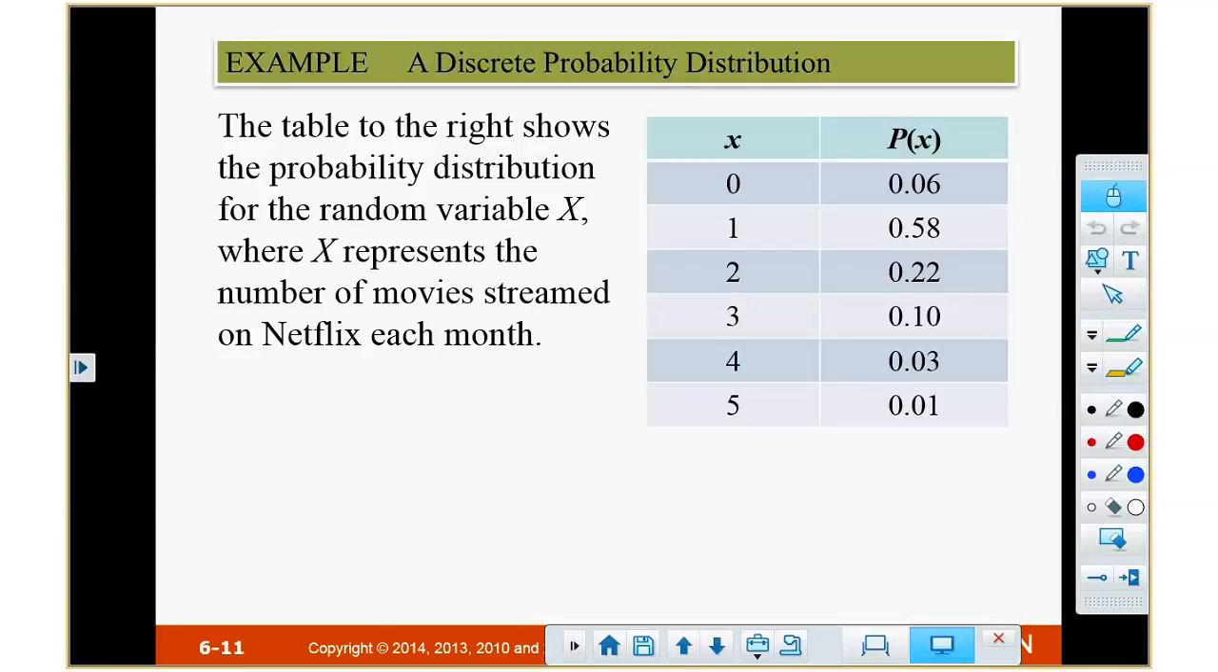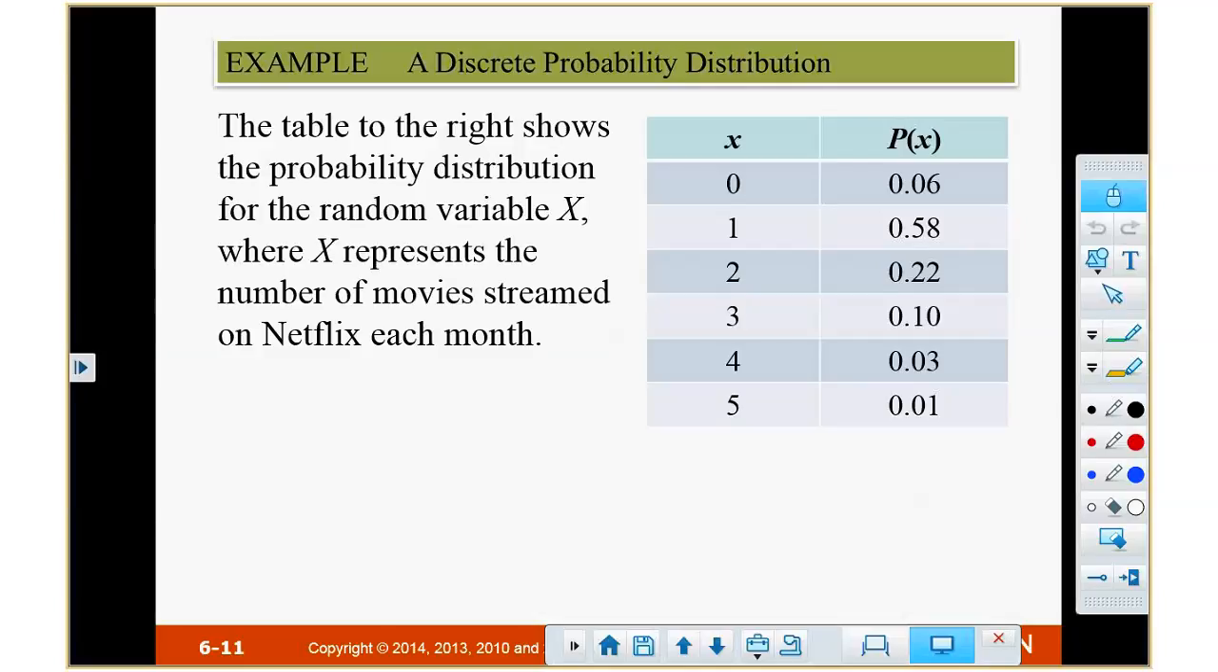6 cents, I think of it as money, okay? Between 0 and $1. 6 cents, good. 58 cents, good. 22 cents, good. 10 cents, good. 3 cents, good. 1 cent, good. They're between 0 and $1. Okay, so they're all good.